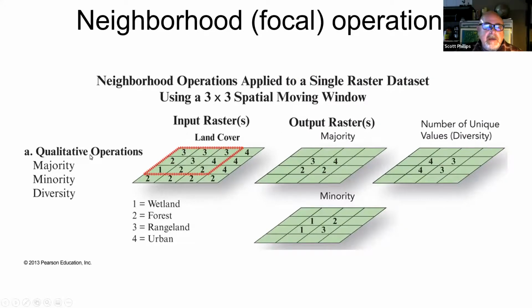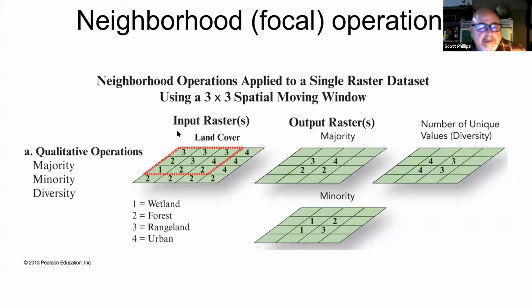So here you can have the majority, minority, or diversity. Here we have land cover codes. So here's what we would call qualitative operations, such as what is the majority, what is the minority, or what is the diversity. And here we are using a 3x3 window.